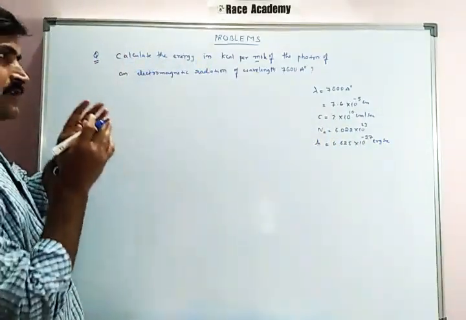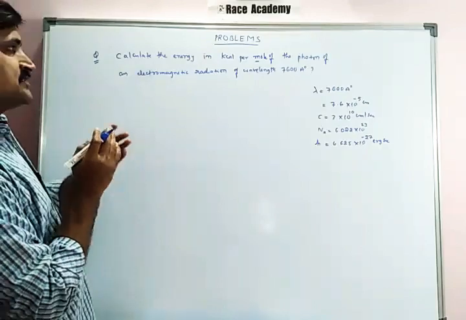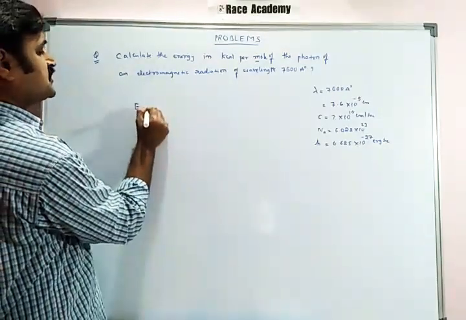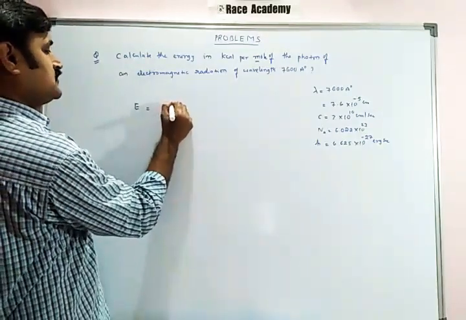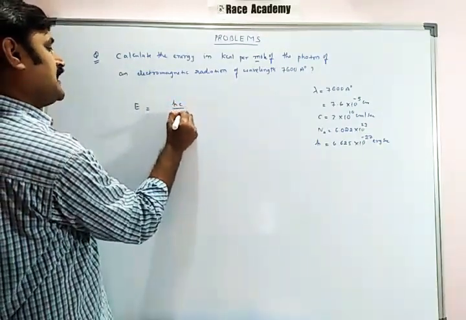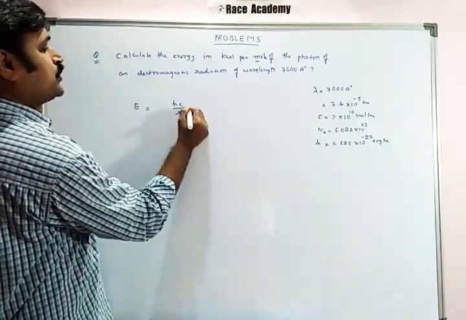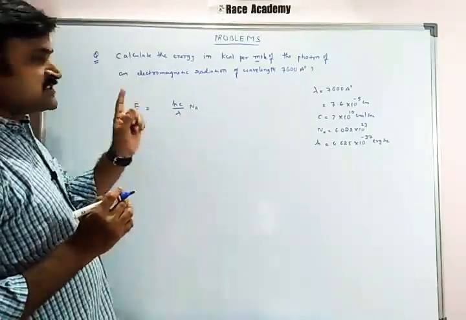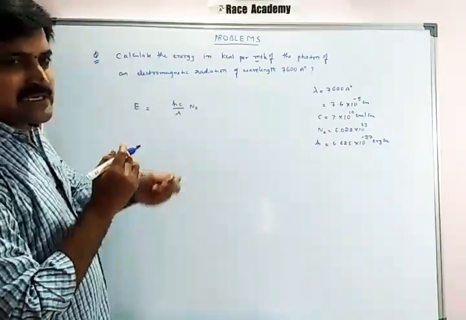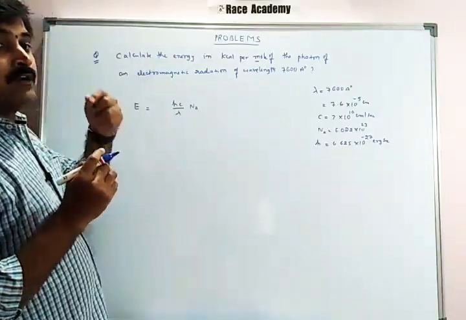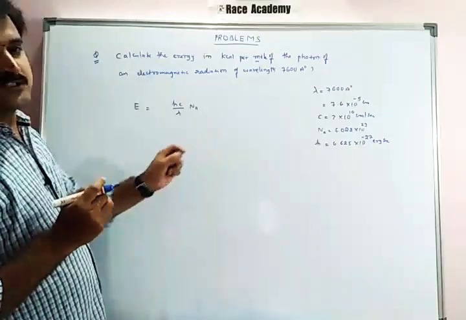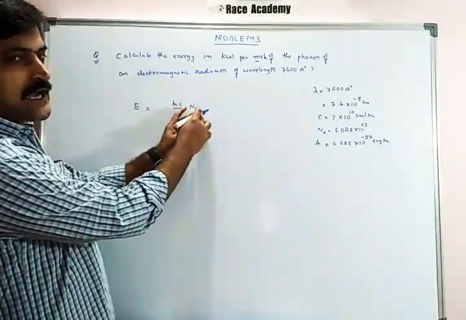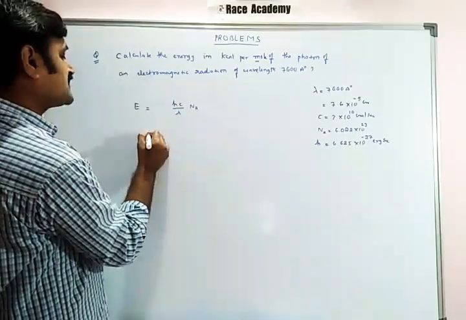Now we will find the energy formula per mole: E equals hc by lambda, multiplied by the Avogadro number. By giving this, the meaning is that we are giving the energy of 1 mole of photons. So after getting the hc by lambda answer, we have to multiply with the Avogadro number. So let us substitute the values.